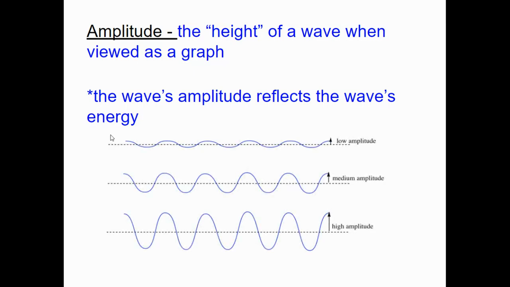And here's an example. This wave doesn't have very much energy, low amplitude. You can see the wave is very low to that starting point. This wave is going to have increased amplitude, increased energy, and down here we have the highest amplitude and the wave with the highest energy.